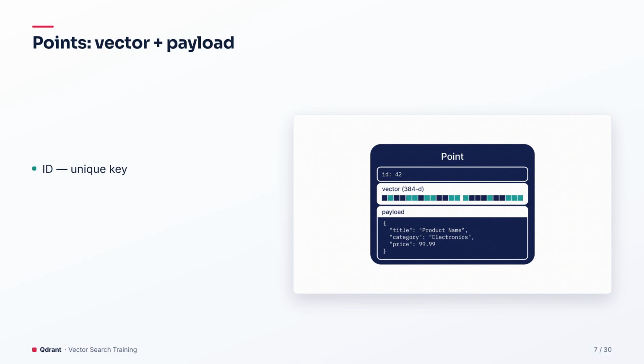The unit of storage in Qdrant is a point. Every point has an identifier, one or more vectors, and a payload, arbitrary JSON metadata, such as a title, category, price, or timestamp. That payload is not just along for the ride. Qdrant can index it and filter on it during search, so you combine semantic similarity with exact conditions in a single query.